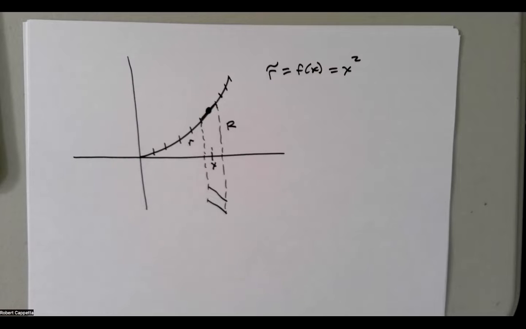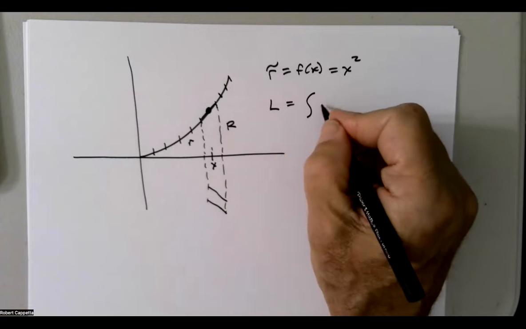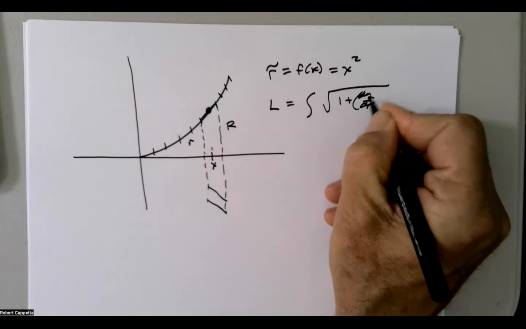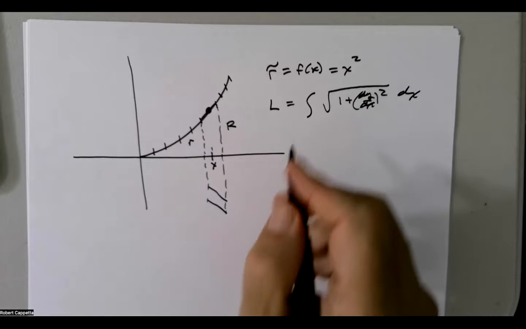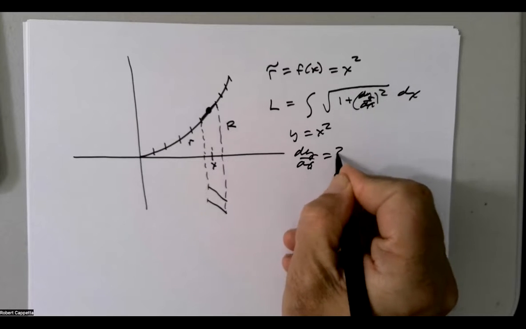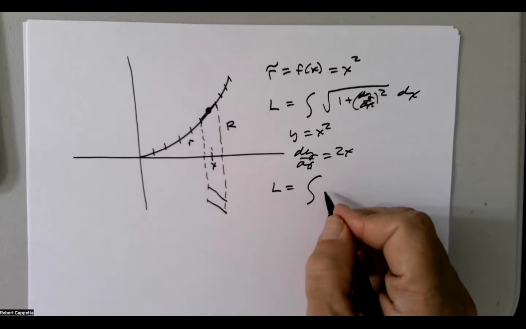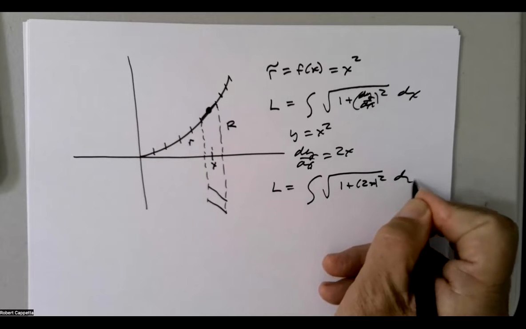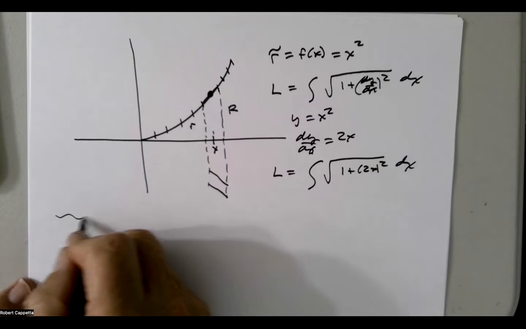Now, what else do we need? We need the arc length. The arc length, L, is the integral from something to something of the square root of 1 plus dy dx squared dx. We've proven that on an earlier video. So in our case, again, y equals x squared. So dy dx is 2x. So what do I get for my arc length? I get the integral from something to something of the square root of 1 plus 2x squared dx.